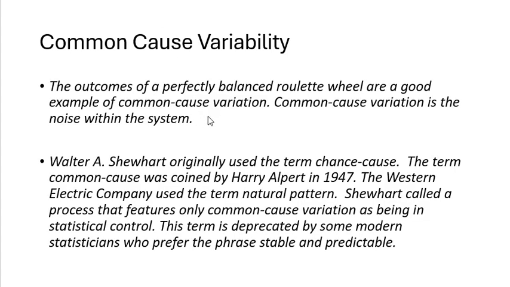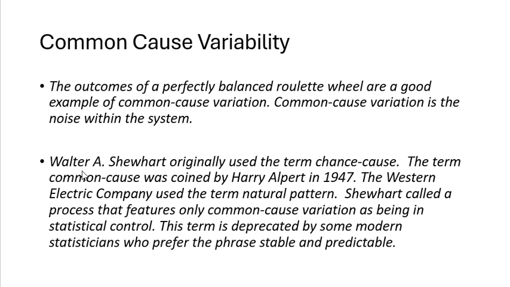And this one is just an outside example. We're talking about the outcomes of a perfectly balanced roulette wheel. When you go to a casino, you're going to see these games, and that is a good example of common cause variation. So common cause variation is just noise within the system, and it's okay. These variations are acceptable.